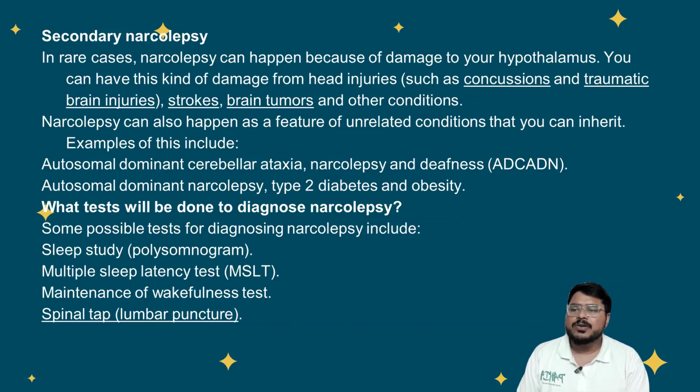सेकेंडरी नार्कोलेप्सी में क्या होता है कि ब्रेन इंजरीज हो जाती हैं, ब्रेन ट्यूमर्स की वजह से हो सकता है और अदर कंडीशंस की वजह से हो सकता है. Narcolepsy can also happen as a feature of an unrelated condition that you can inherit. Examples of this kind are autosomal dominant cerebral ataxia, deafness and narcolepsy, autosomal dominant narcolepsy, type 2 diabetes and obesity में भी हो सकता है.